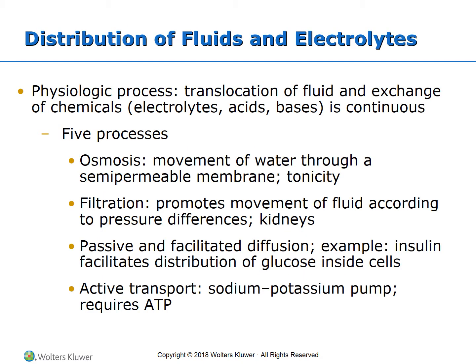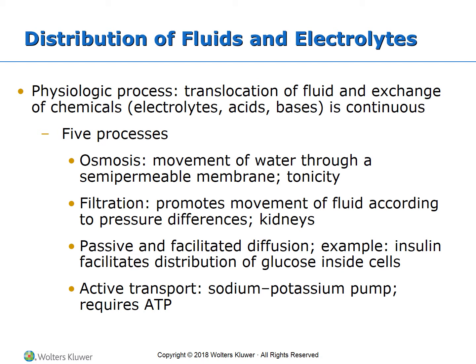So now we're going to talk about the physiological process of distribution of fluid and electrolytes. The terminology translocation means the back and forth movement of fluid and the exchange of chemicals. It's a continuous process. These processes are divided into two categories: passive transport and active transport. Your passive transport processes are diffusion, filtration, and osmosis. And your active transport requires the sodium potassium pump. That requires energy, and that energy is referred to as ATP.